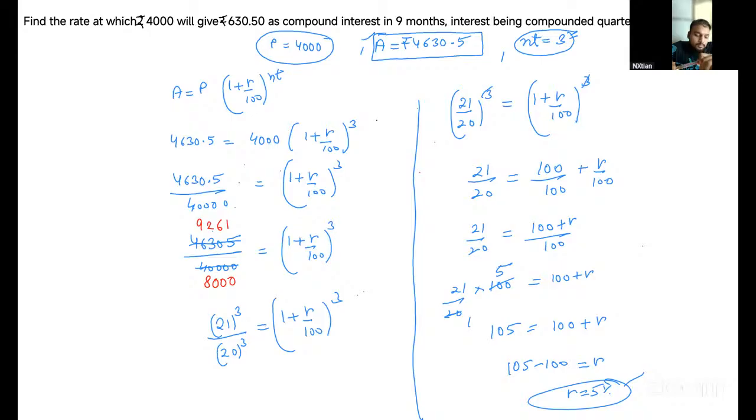You can do both ways. If you got 5%, then it's also correct. But if you write rate per annum, then that is also good. Basically, 5% is the rate per quarter. If rate per annum comes, then it will be 20%. Understood?